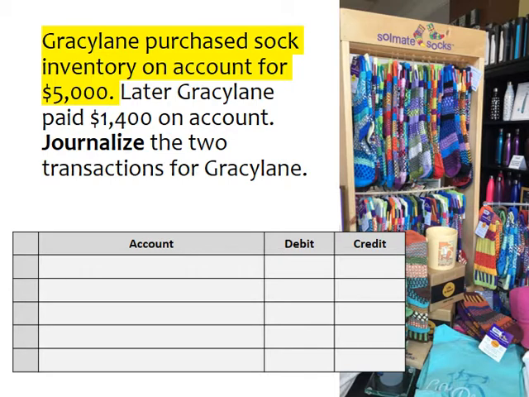The first transaction is highlighted on the screen. Gracylane purchased socks inventory on account for $5,000. Remember that we are journalizing these transactions for Gracylane. Gracylane received inventory, an asset, so it has an asset increasing for $5,000. An increase to an asset will be debited. The other side of this transaction is accounts payable because Gracylane owes the $5,000 to its vendor, Solmate socks.